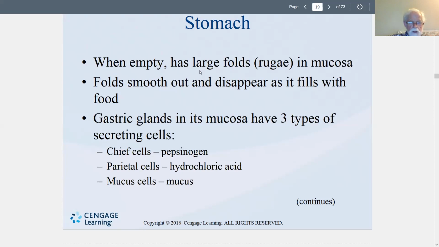So these folds then smooth out as it fills with food. And there we have gastric glands in the mucosa, and they have a number of different secreting cells. The chief cells generate pepsinogen, which is a precursor enzyme that breaks down into pepsin, which is one of the digestive enzymes. The parietal cells secrete hydrochloric acid. That's why the stomach is acid. And then we have mucus cells, which secrete mucus, which is what protects the lining of the stomach from this nasty acid.